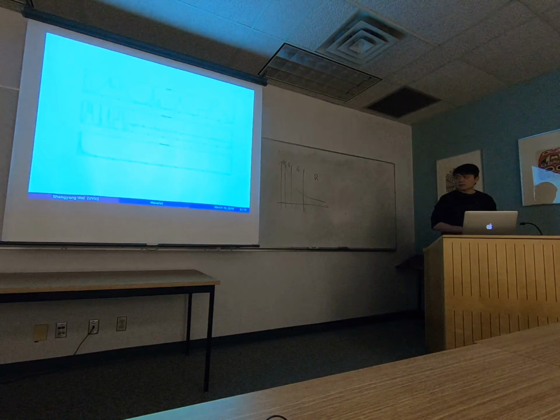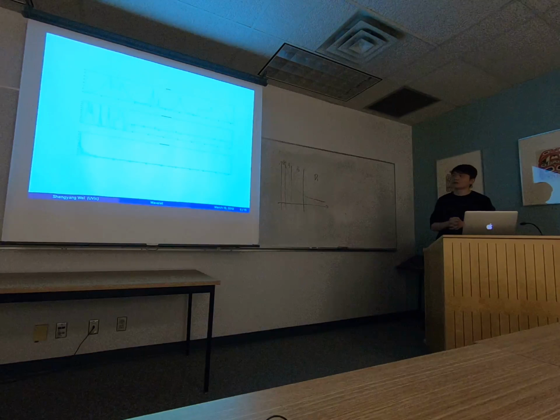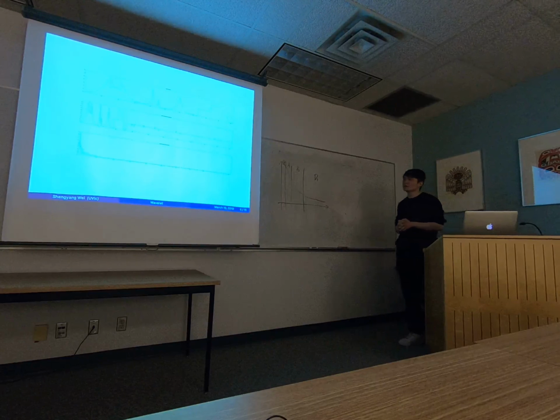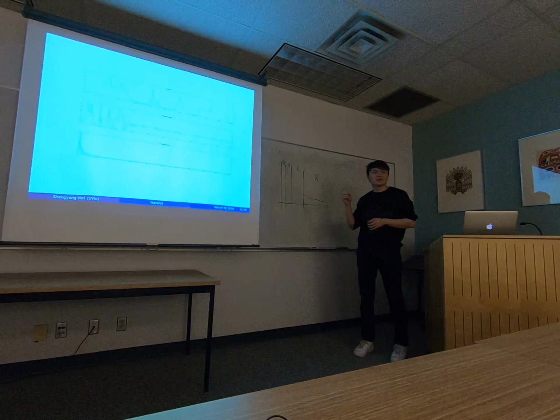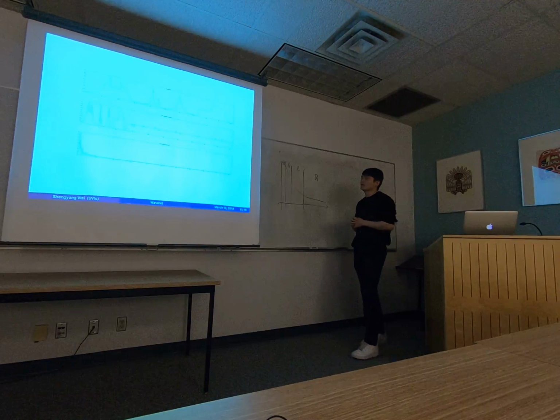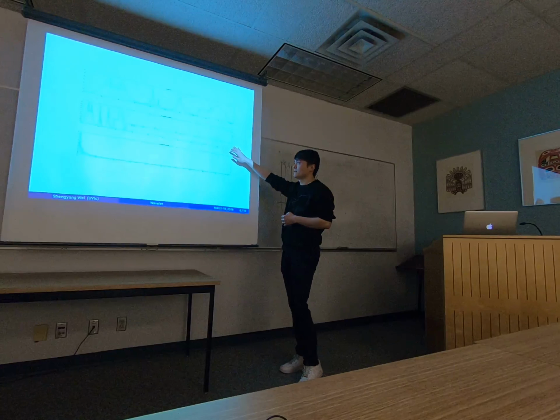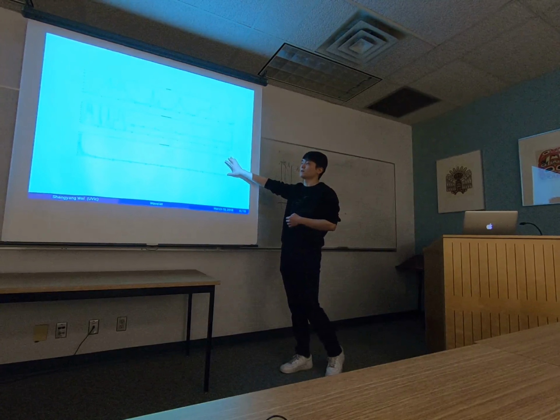Okay, let's see a real example. The top figure is the input signal. Can you see it? Maybe it's too light. The top figure is the input signal, this figure is a wavelet transform, and this figure is a Fourier transform.